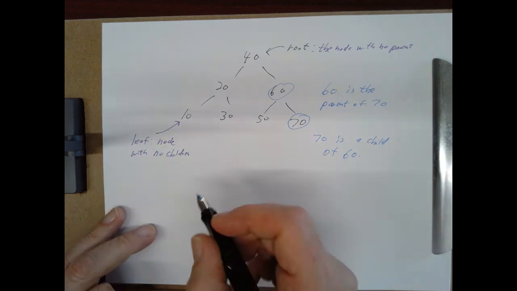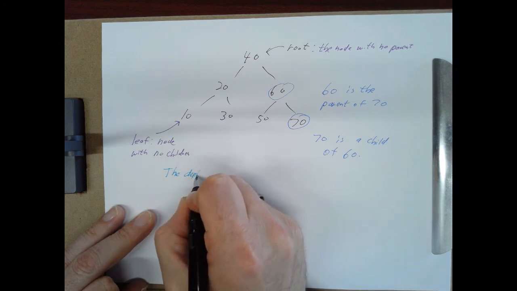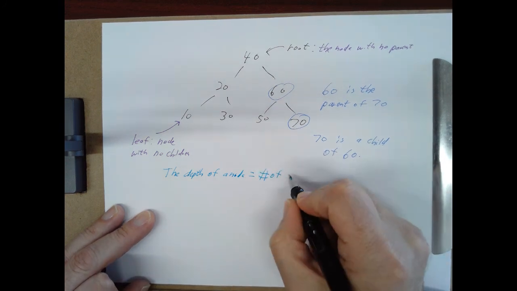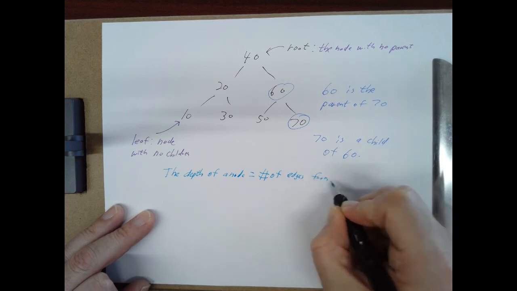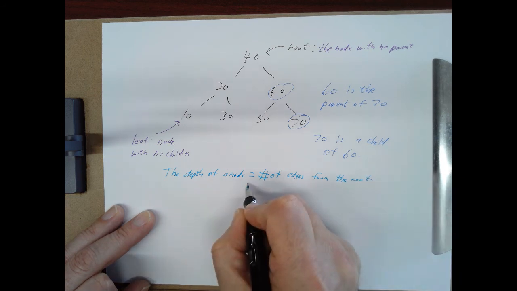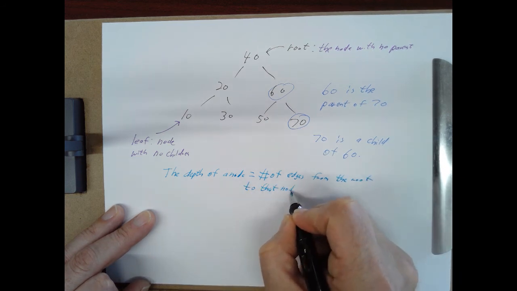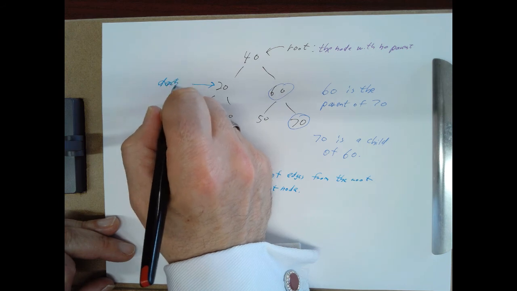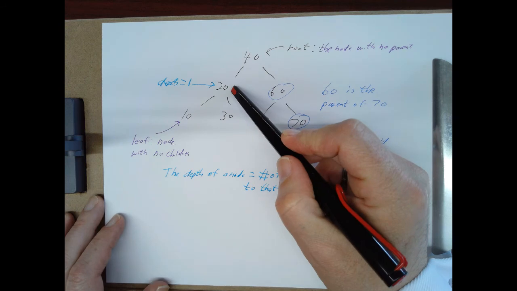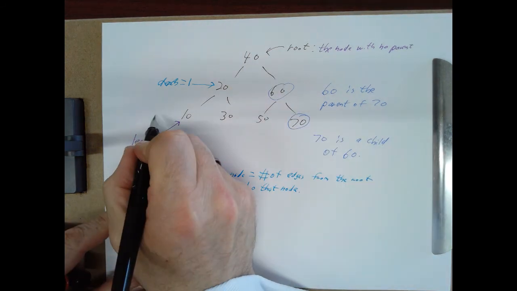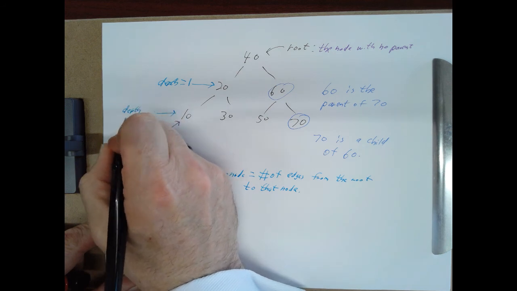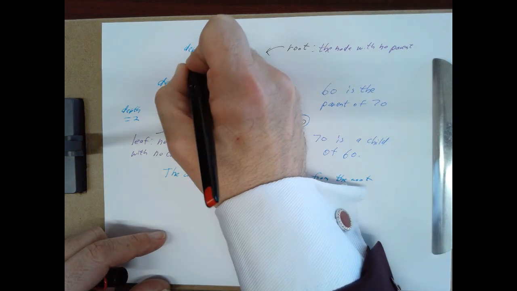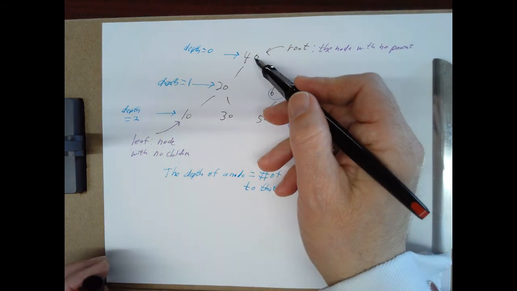All right, so the depth of a node is the number of edges from the root to that node. So this 20 has a depth of 1, because from the root, we have to follow one edge to get to it. This 10 has a depth of 2. And the root has a depth of 0, because we don't have to travel any edges to get from the root to the root.